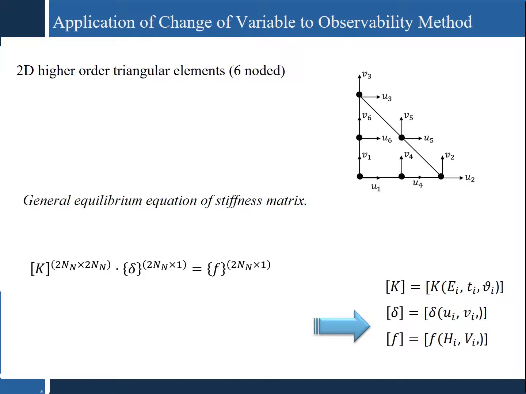Matrix K contains mechanical parameters of the structure such as Young modulus, thickness, and Poisson ratio. And after that, vector delta contains vertical and horizontal displacement. And for the other side of the equation, the matrix of forces contains vertical and horizontal forces.